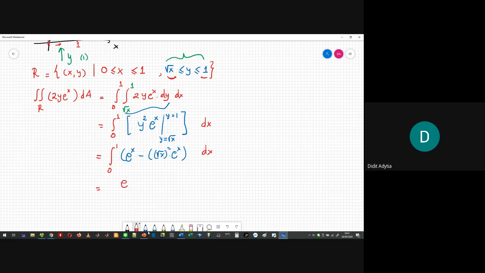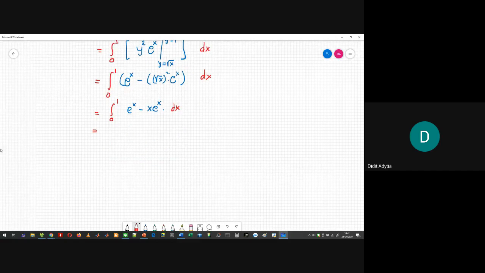So this one is, sorry, exactly the same. This is e^x minus, ini berapa jadinya? Square root dikuadratkan baru jadi x e^x. Oke, benar nggak? Oke, benar ya. And then times dx. Okay, now we integrate this one. Jelas ya? And then now we integrate this one.